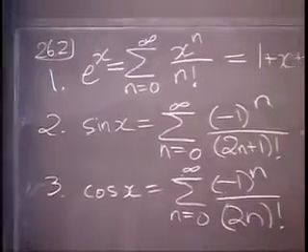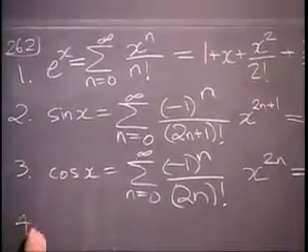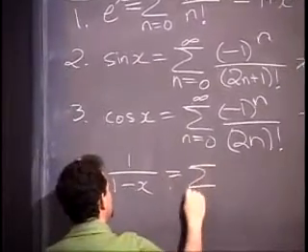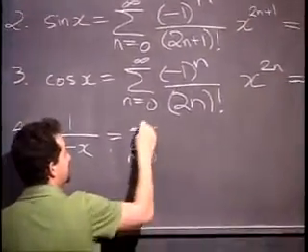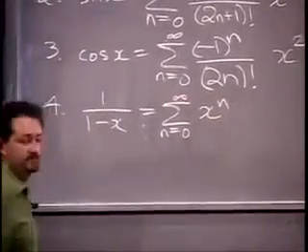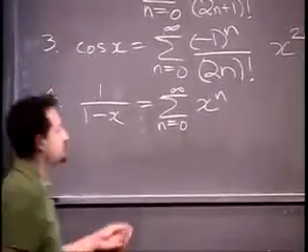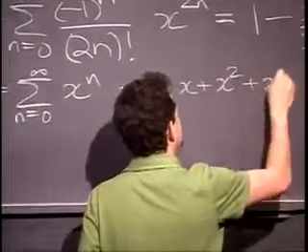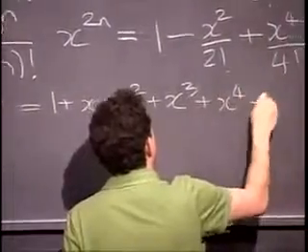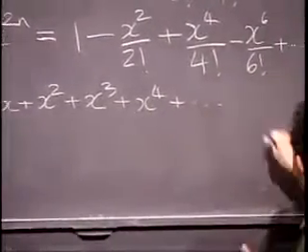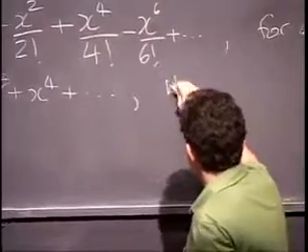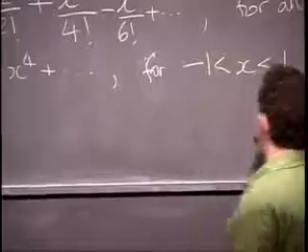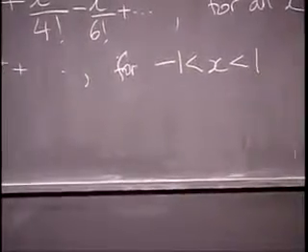I've got to give you the 2 other series. The fourth one is the geometric series. This is a series for 1 over 1 minus x. And that is the sum of just x to the n. Simplest power series you can possibly write down. It's just got all coefficients 1, and so on. But this is only true for x between minus 1 and 1. The ratio has to be between minus 1 and 1.